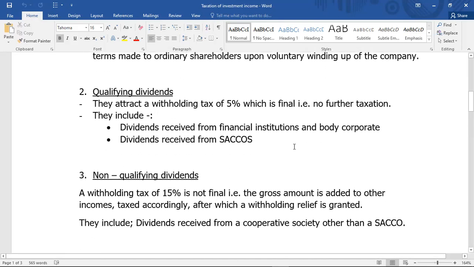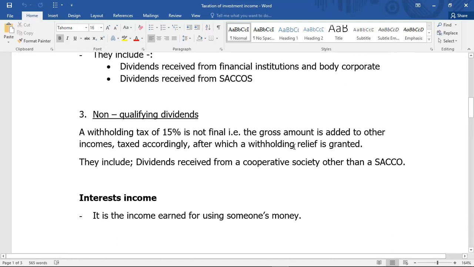Let us go to number 3, where we are discussing unqualifying dividends. We are saying a withholding tax of 15% is not final. That is, the gross amount is added to other income, like what we have done with the interest on the fixed deposits. They are normally added to other incomes, taxed accordingly, after which a withholding relief is normally granted. And we are saying these are the dividends received from a cooperative society other than a SACCO.